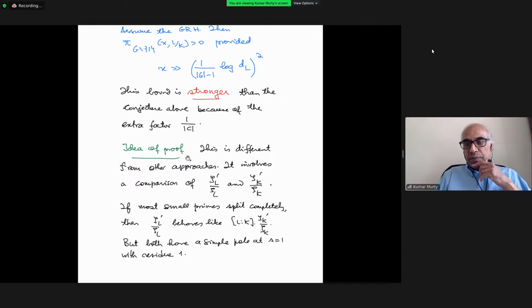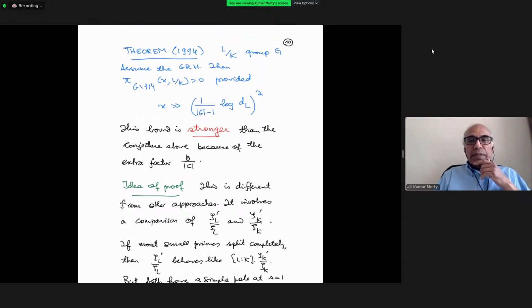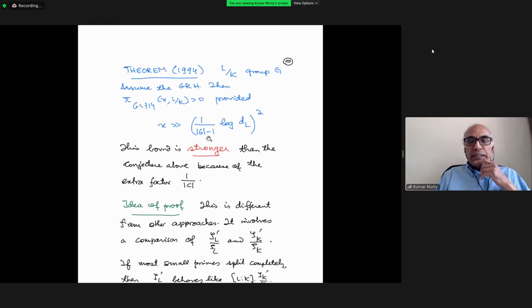Okay, so that's the idea of the proof of that. So that's the only instance where we have a bound that really depends on the size of the conjugacy class, and it's in fact stronger than what I'm conjecturing.